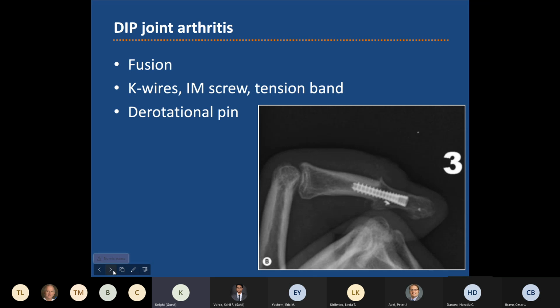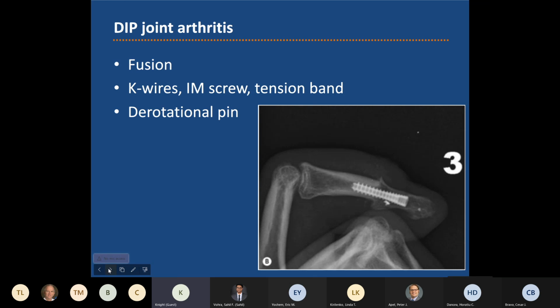So you can do K-wires, which I've done for trauma patients with no bony support. Just put some K-wires across like a thumb IP joint, and they heal. And you can even take those buried wires out. Of course, the IM screw is the really popular way to do it now. You can do a tension band.